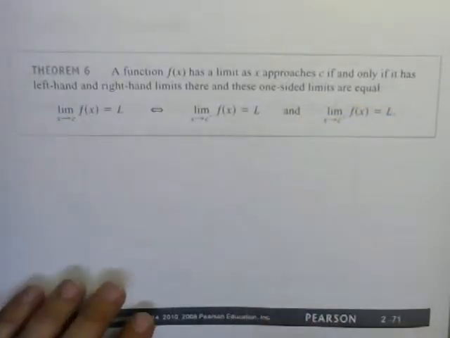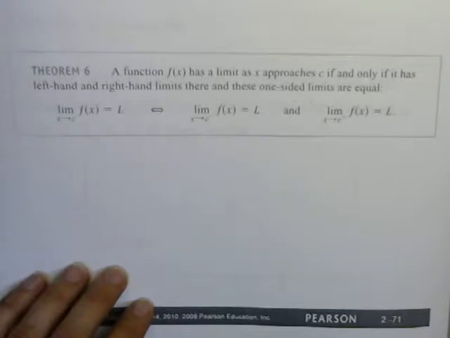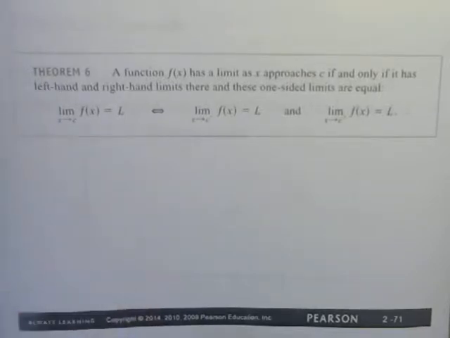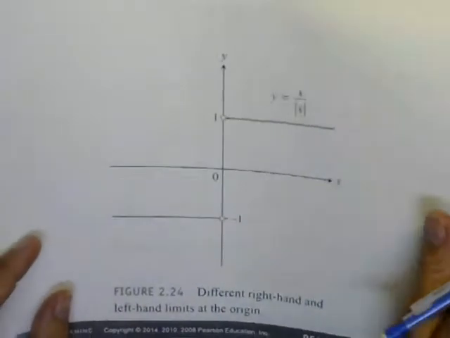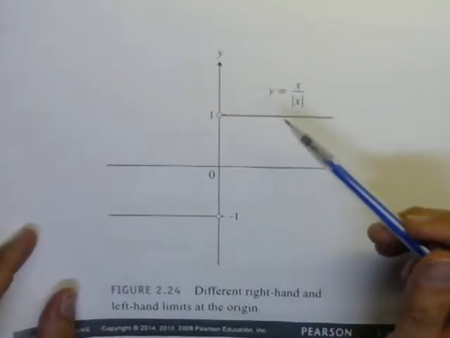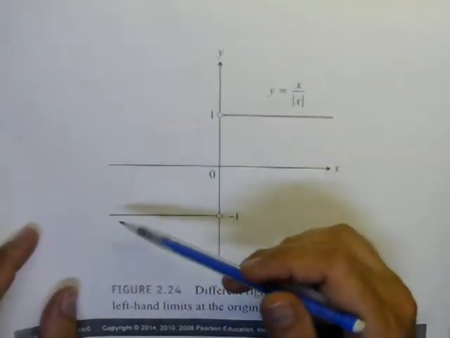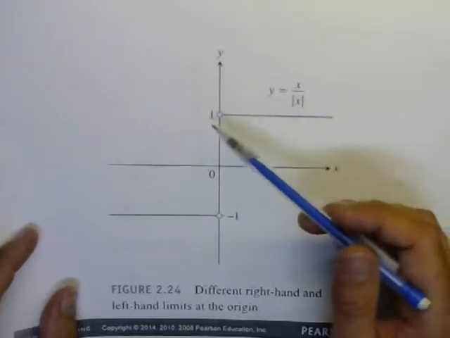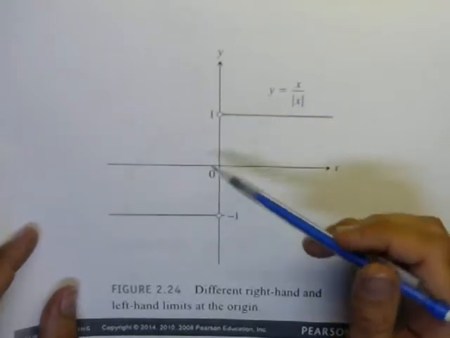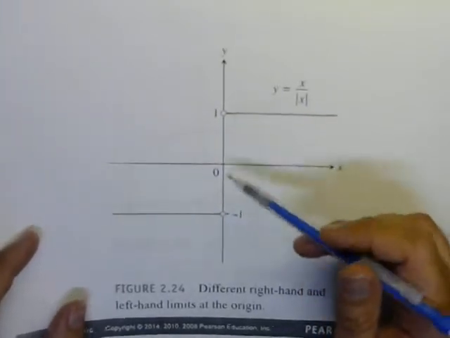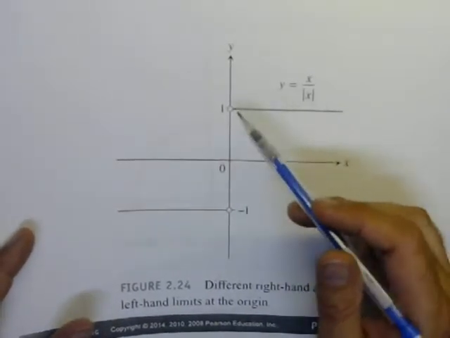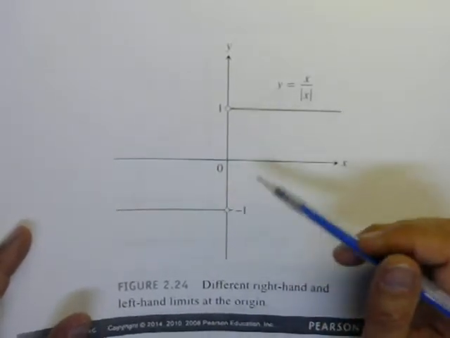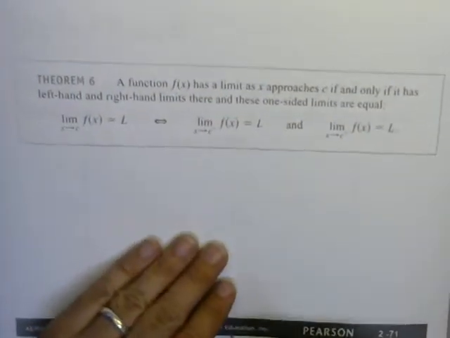So a function f of x has a limit as x approaches some number c if and only if it has a left and right-hand limit and those limits are equal. So for example, going back to this example, in order for a limit to exist, the left-hand limit has to exist, the right-hand limit has to exist, and both of the limits have to be equal. So in this particular case, this function does not have a limit, because although it has a right-hand limit and a left-hand limit, they're not equal. The right-hand limit is 1 and the left-hand limit is negative 1.